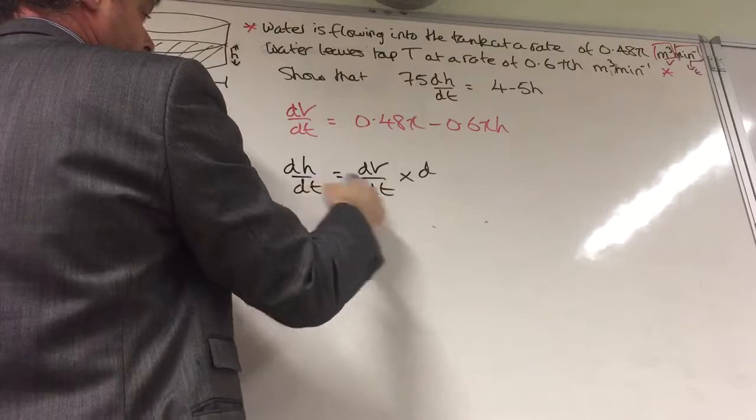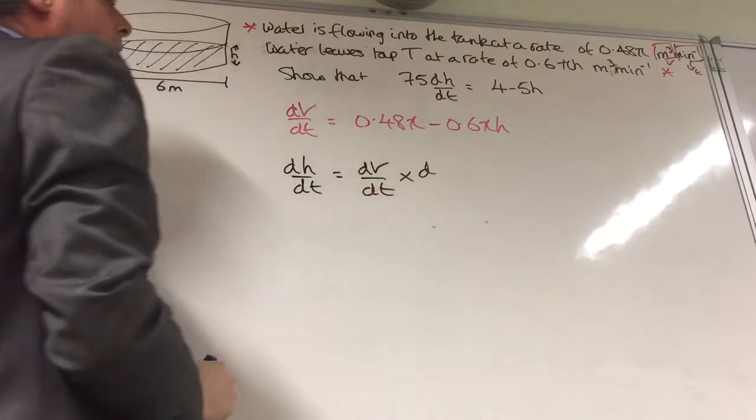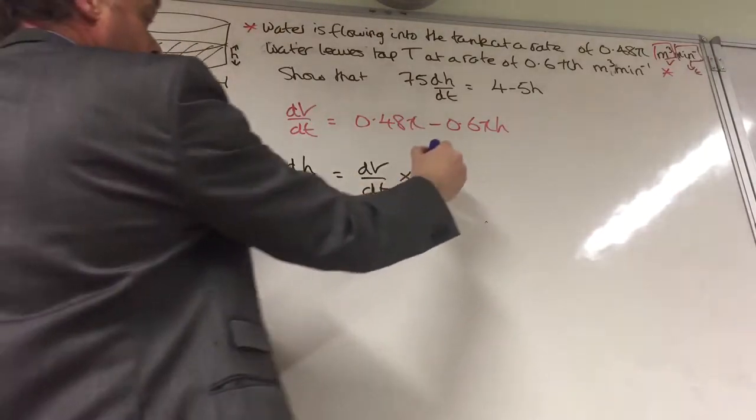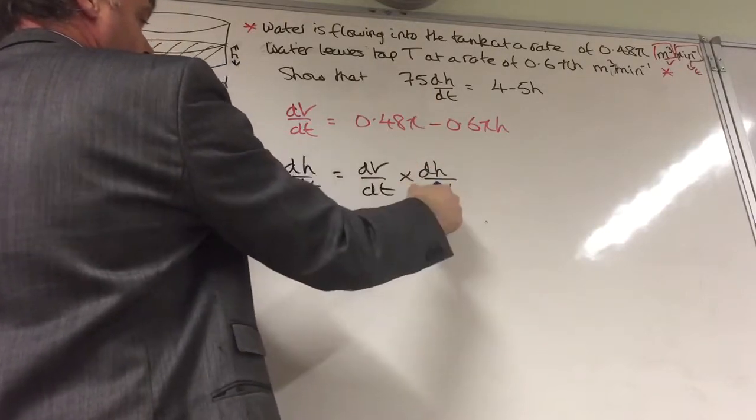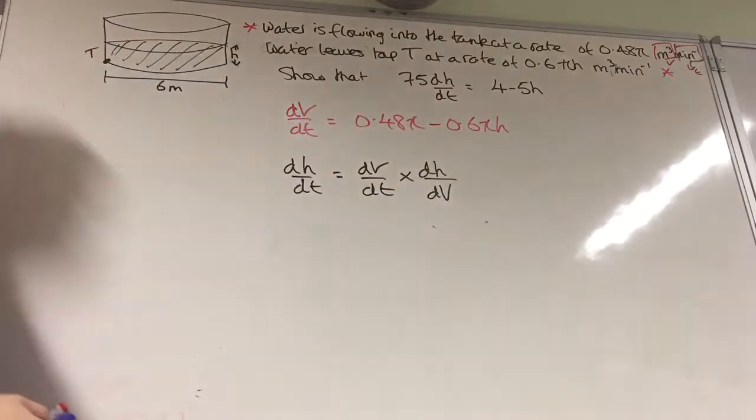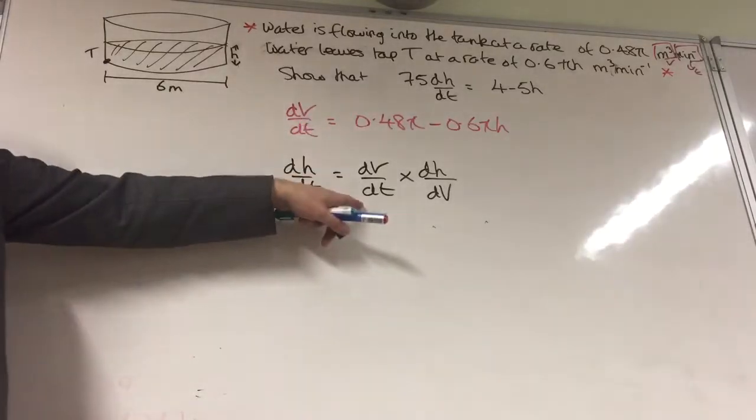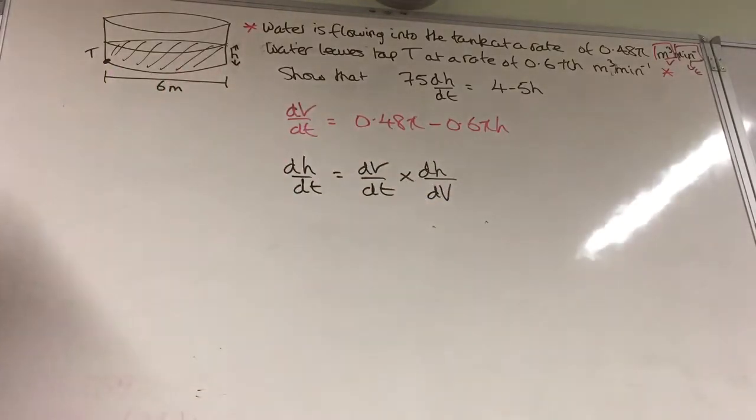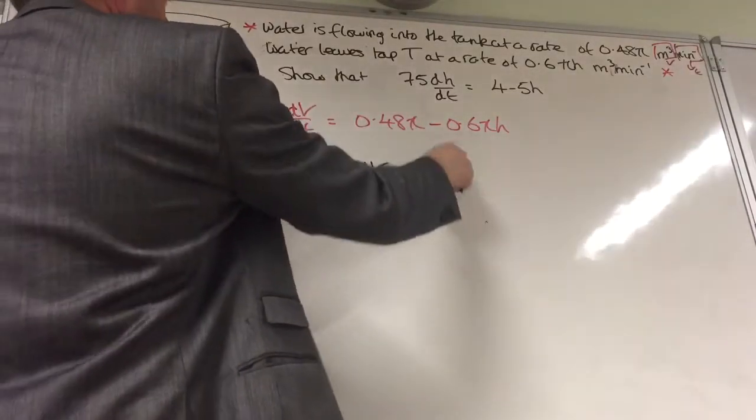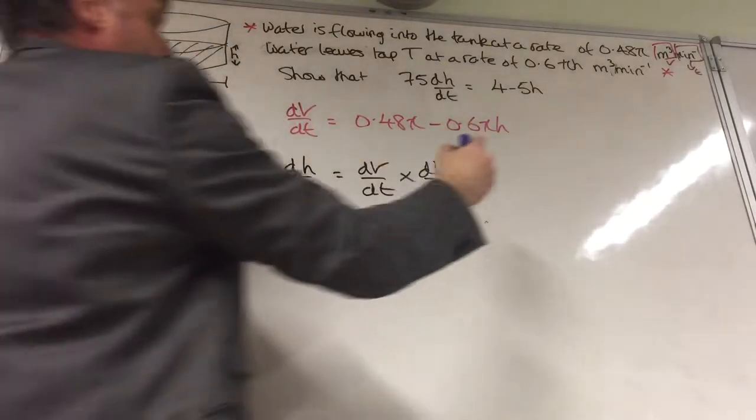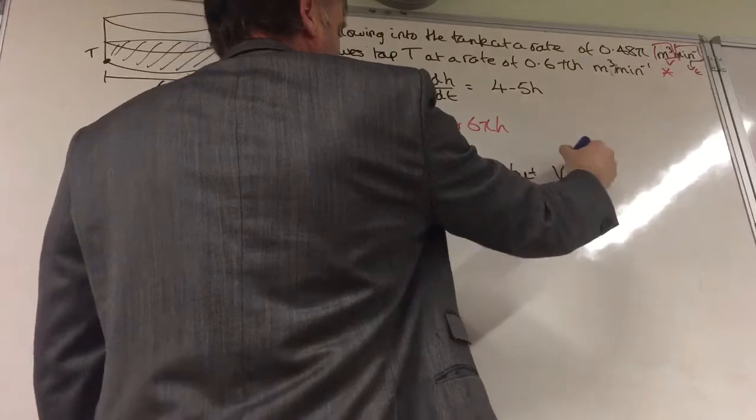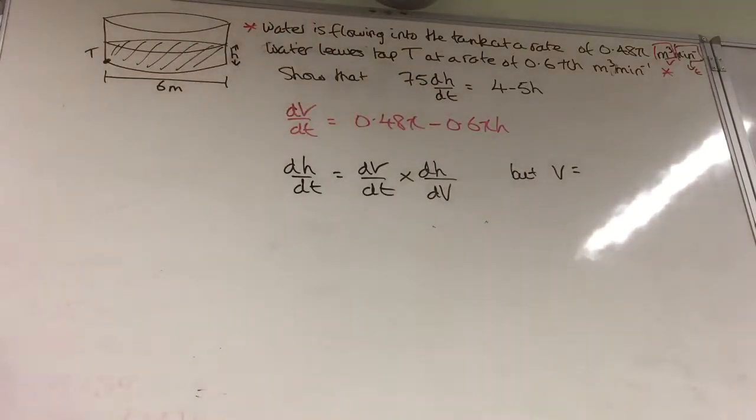Well, dt needs to stay in there. dh, dv. Perfect. dv's cancel out, dh by dt. Good. dv by dt I've already got. I'm going to need to work out what dh by dv is. What we need to do next is work out a formula that connects v and h. But looking at this picture here, it's probably easiest to work out what v is.